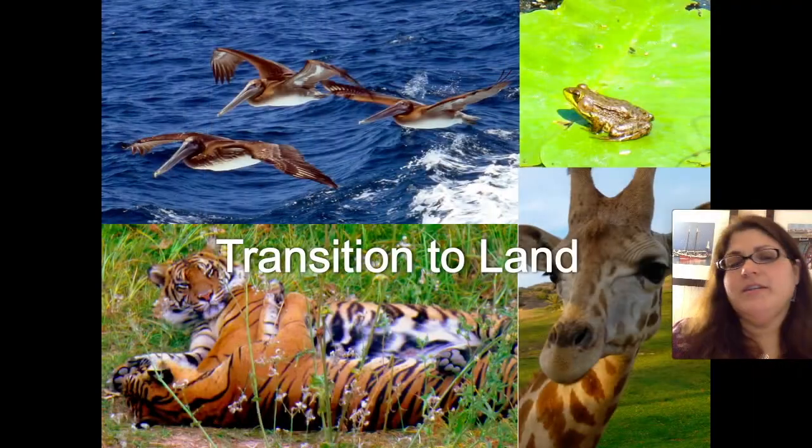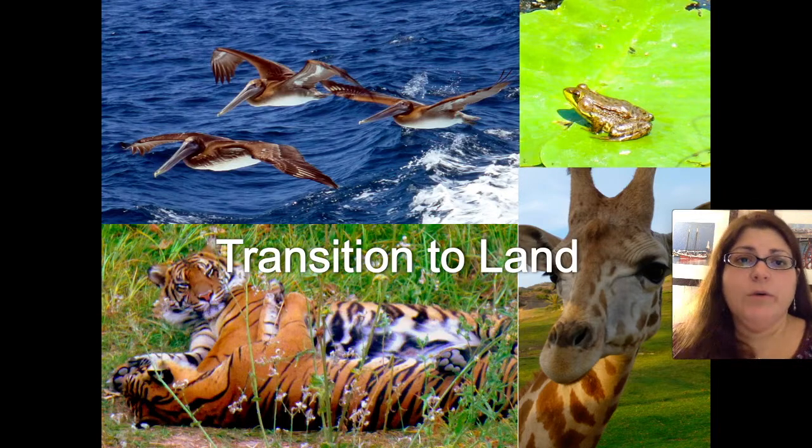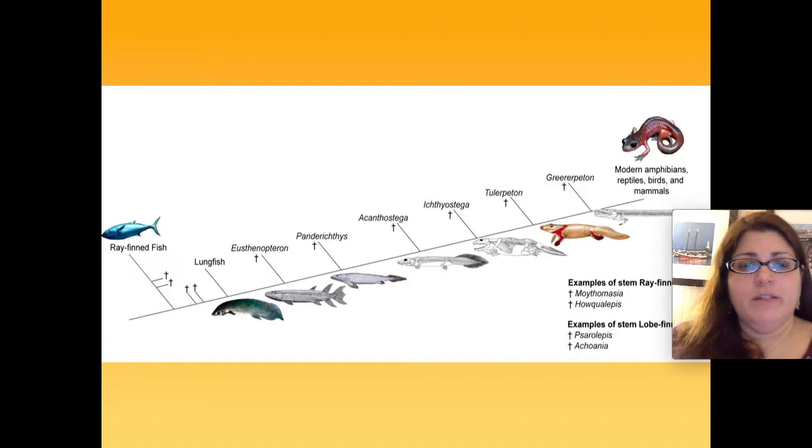As we progress into talking about terrestrial animals, of course our trajectory is that we're going to talk about amphibians, reptiles, including birds, and mammals. Before we can do that, though, we need to talk about some of the evolutionary milestones that took place in order for us to have land animals.